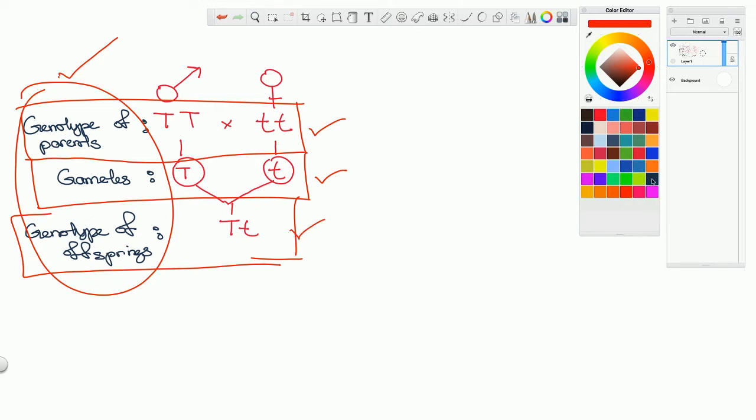One more thing you have to write is the line. If you can, put the word meiosis to show that the process is actually meiosis. And then the other line is fertilization or random fertilization. So this is Mendel's first law, and this is the thing that you have to know. Okay, so we now start.